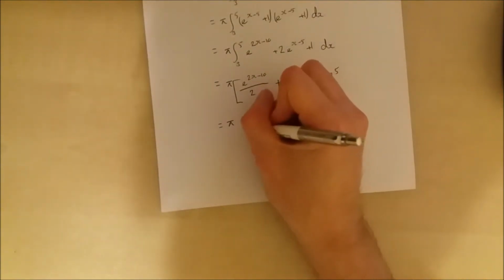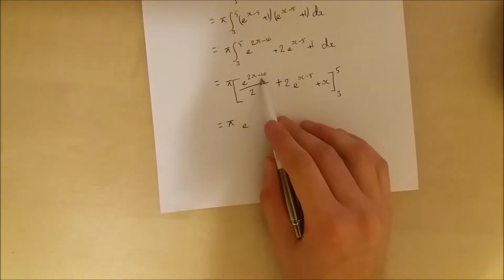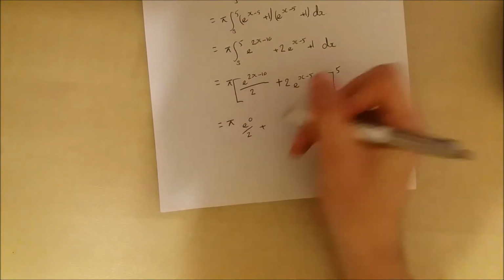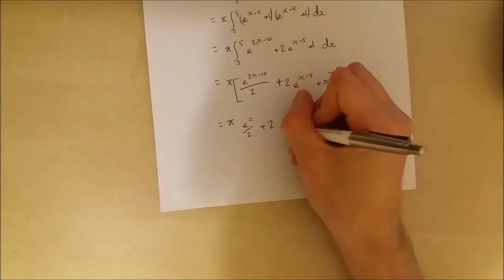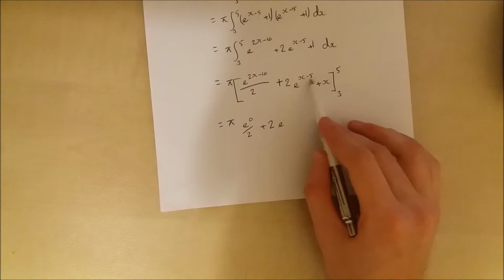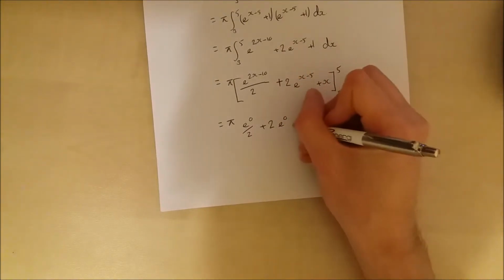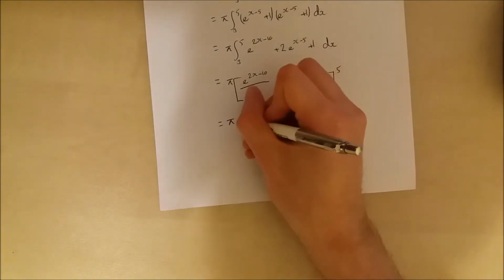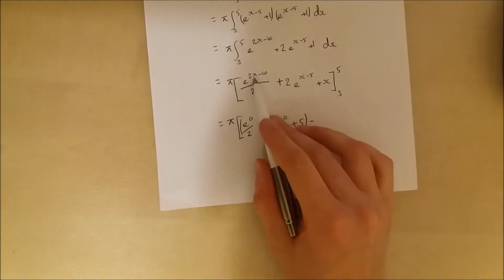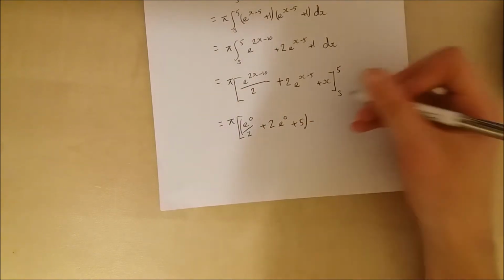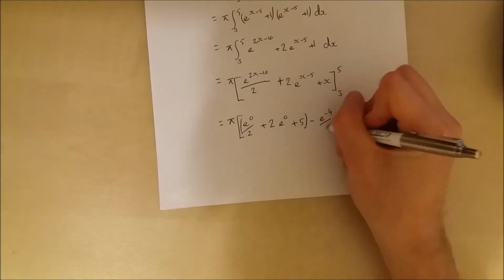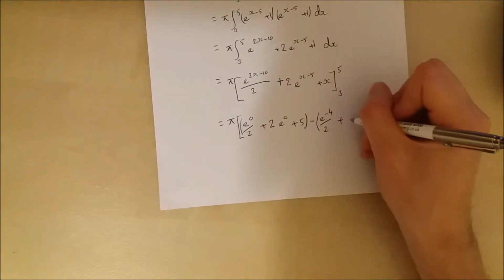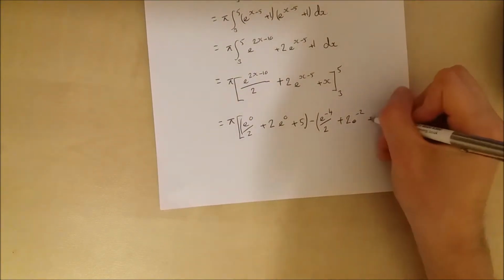Subbing in the limits, you're going to have e to the 2 times 5 is 10, minus 10 is 0, divided by 2, plus 2 times e to the 5 take 5 is again 0, plus x, which is just 5 in this case, minus 2 times 3 is 6, take 10 is minus 4, 3 take 5 is minus 2, and that's just a plus 3.